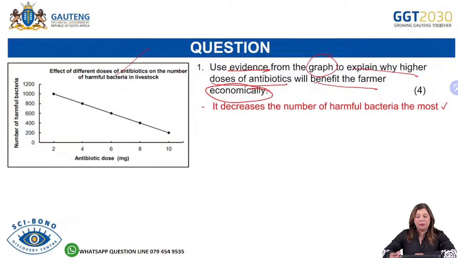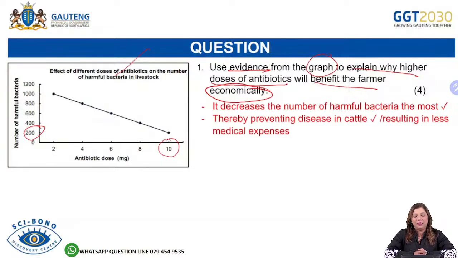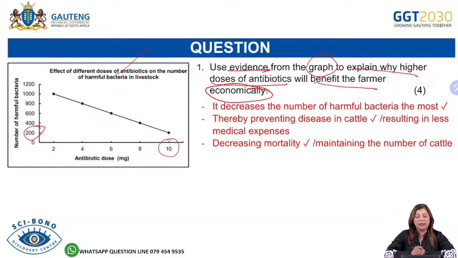It decreases the number of harmful bacteria the most. So when we give more of the antibiotic, it will decrease the number the most. It's exactly what we were discussing. See how easy this is. Thereby preventing disease in the cattle, resulting in less medical expenses. Because you must know, farmers also have to, like how we have to go to the doctor when we're sick, they also have to pay medical costs to the vet when they take these livestock to the vet. Okay, decreasing mortality.